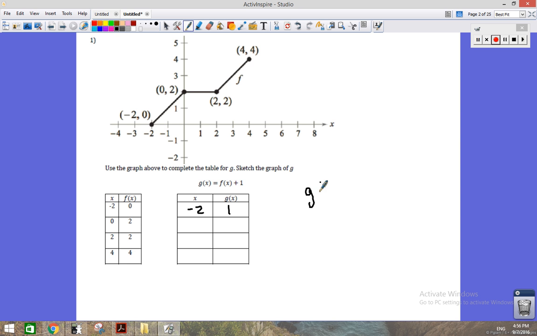If I input a value of 0 into this function g, what will I get as an output? Well, the equation tells me that it will be f evaluated at 0 plus 1. This table tells me that f evaluated at 0 is 2, and I know that 2 plus 1 is 3. So I know that when I evaluate this function g at 0, I get a y-coordinate and output of 3.